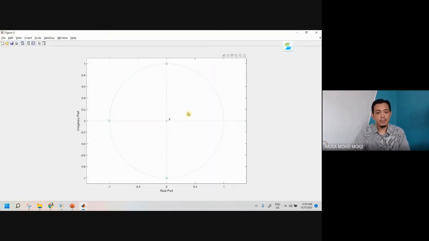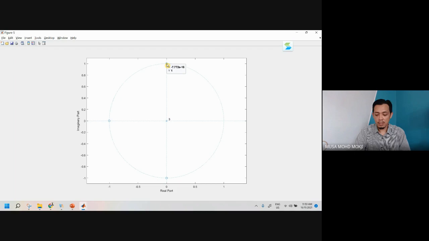So this is a z-plane. We have actually 3 poles, and all the poles are at z equals 0. And these are our zeros. So we have 3 zeros. What is the value of these zeros?